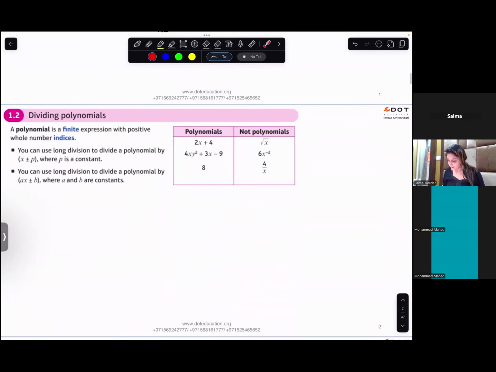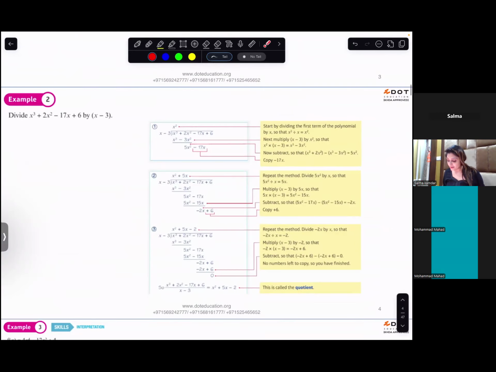Yes. Okay. So polynomials are something which have positive indices. If you have an index which is 1 by 2 or a negative index, they are not considered polynomials. When you're dividing your polynomial, that means we're talking about the x cube part. If you're dividing with x minus 3 and you're getting a remainder that is 0, what does this mean? It is a factor.